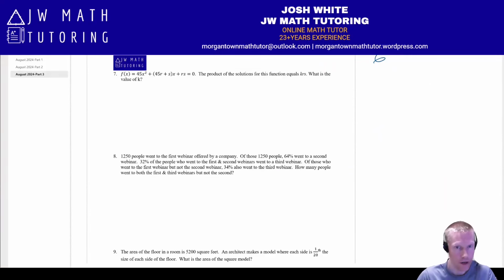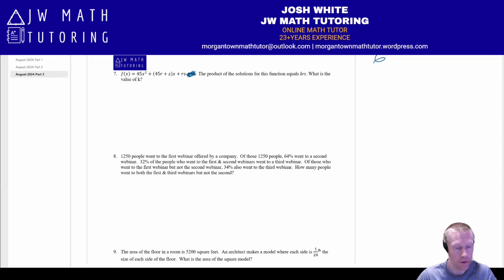Okay, next up, question number 7. Here we have a function. This would probably not be equal to 0. I'll fix that in the document. And you're told basically that the product of the roots, or the product of the solutions, of this function is equal to KRS. And what's the value of K?